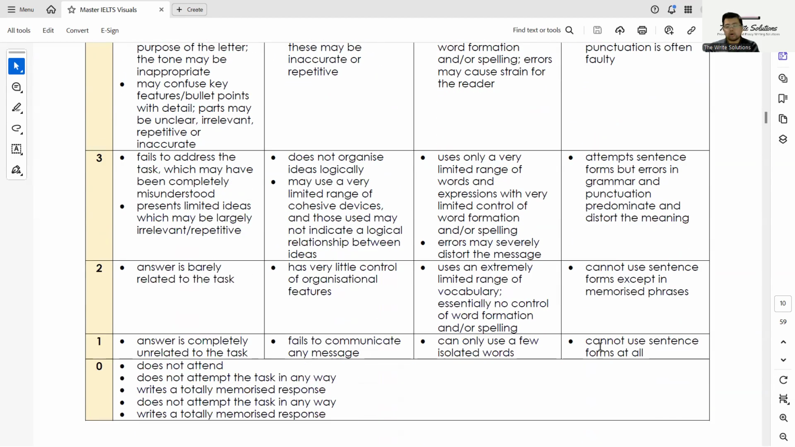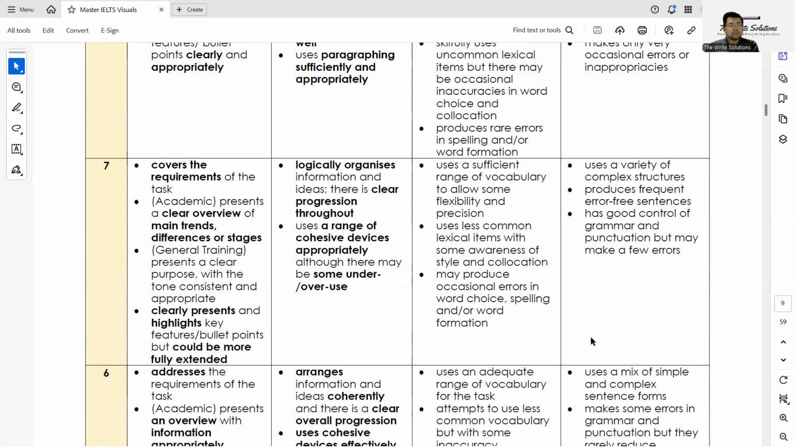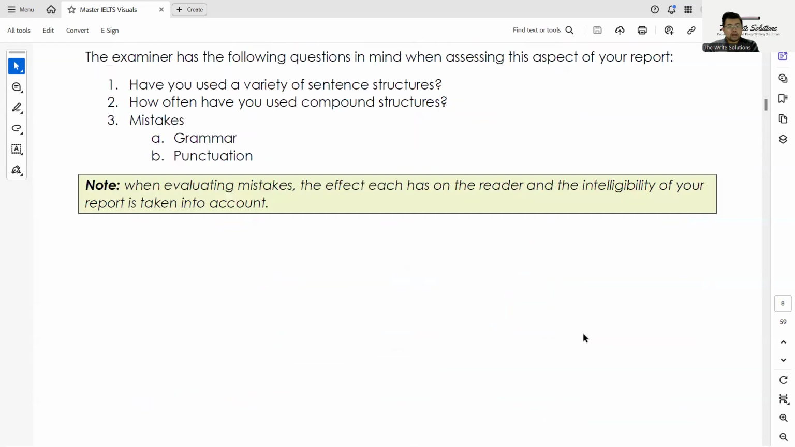Band 3 has many more errors, okay? Band 1 cannot form sentences at all, and band 2 cannot use sentence forms except for memorized phrases. So that is the rubric for today.